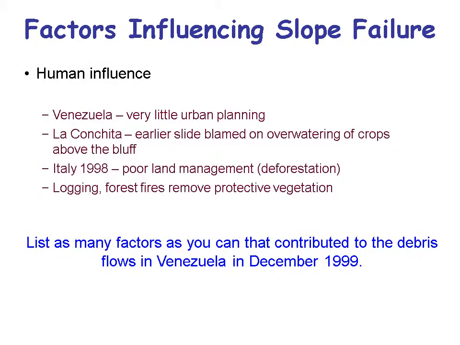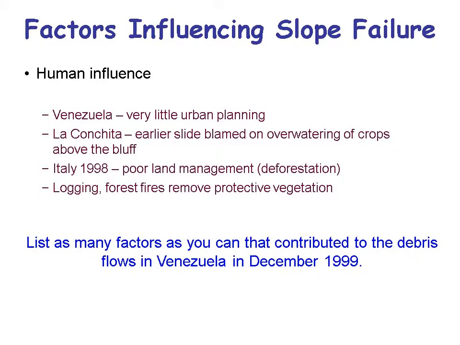Well, there's human influence that caused that. They don't have a lot of urban planning in Venezuela. In La Conchita, the town on the edge of the coast of California that we looked at, you had overwatering of crops above the bluff. If you have deforestation, that can create slope failure, because then you get more water affecting the slope, because vegetation is not holding it back. And logging and forest fires can remove vegetation.